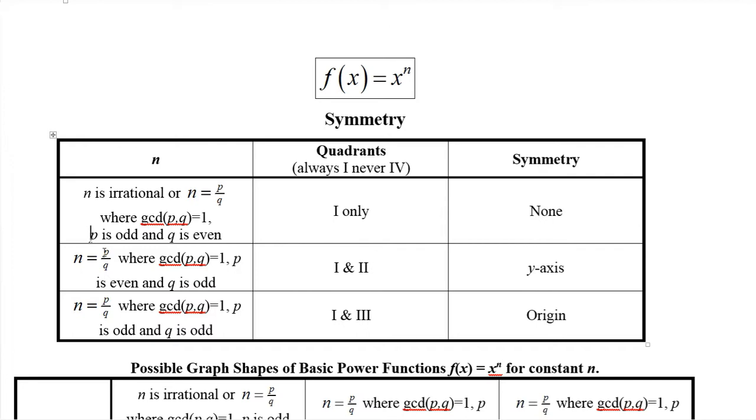If the power is p over q, where p is even and q is odd, that's an even over an odd power. That's going to be quadrants 1 and 2, and the part in quadrant 2 is a mirror image of what's in quadrant 1. So it has y-axis symmetry.